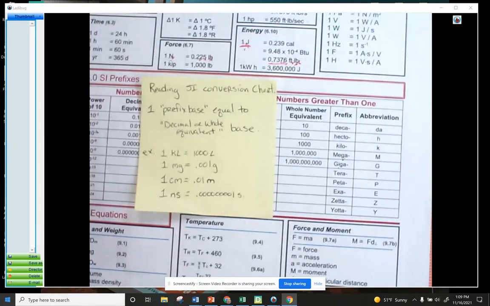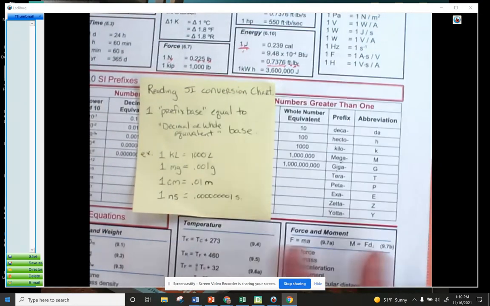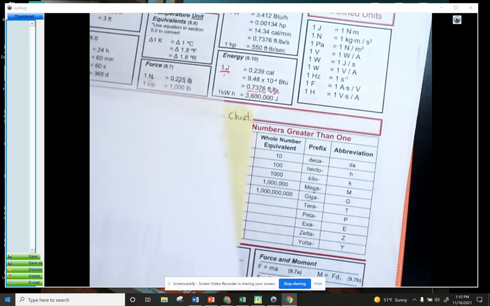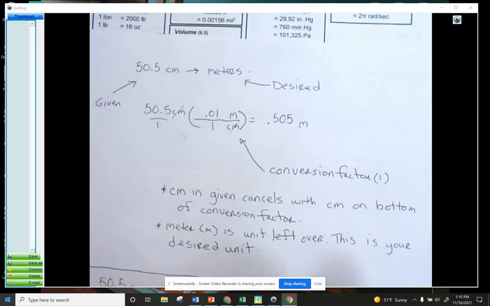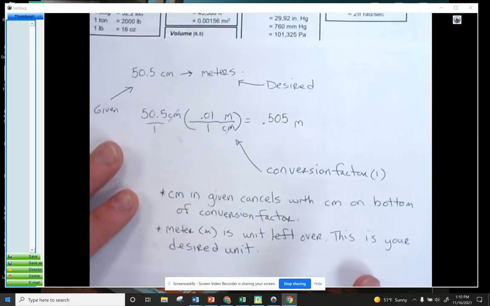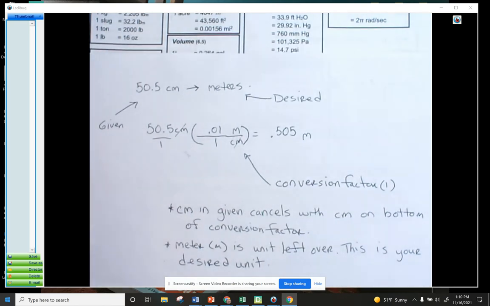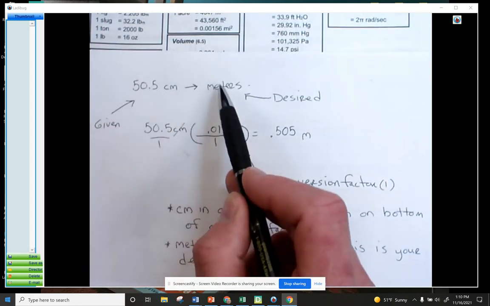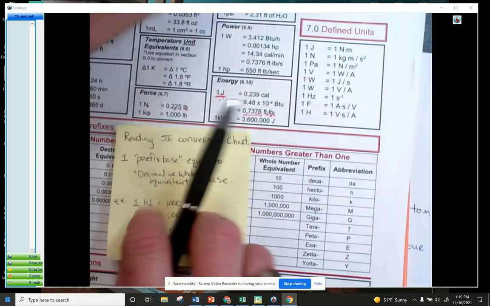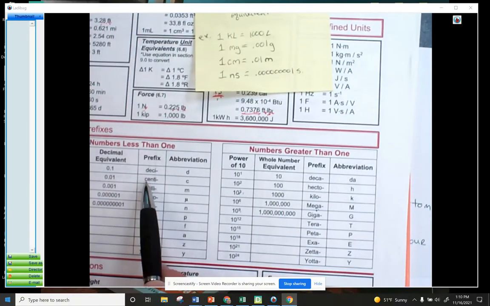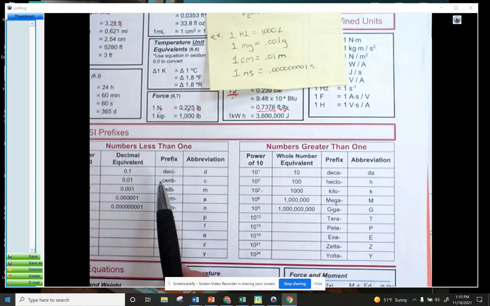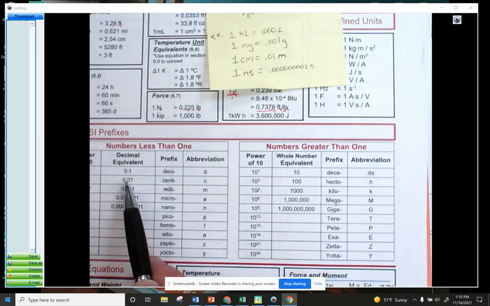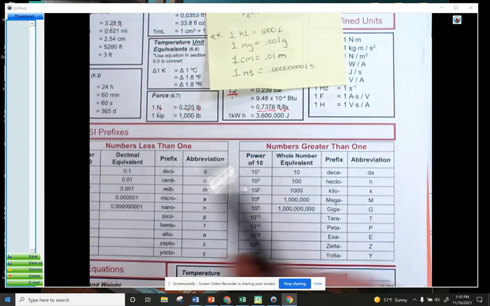So let's go to the problems that I've prepared for you. The first one, converting centimeters to meters. We want to go to our conversion chart for centimeters to meters. Come here and find centi. 1 centimeter is equal to 0.01 meters.